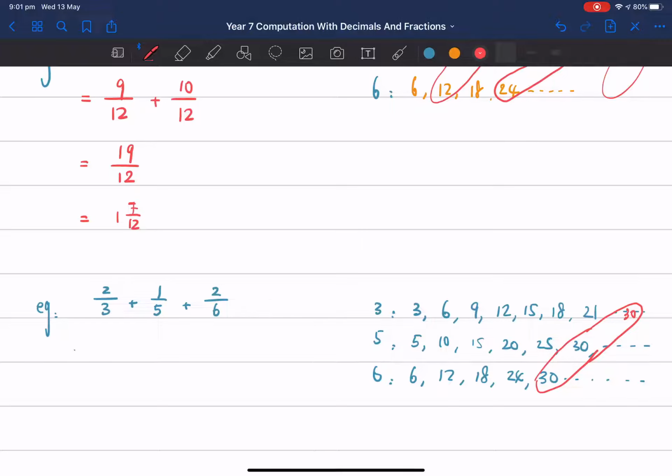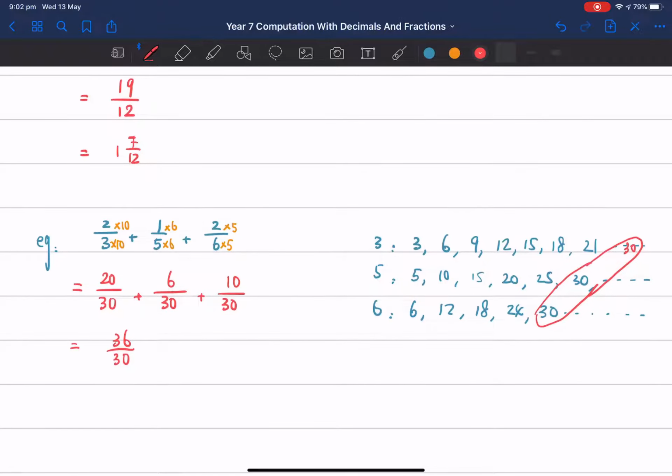All right, so that means we have to change all the denominators to 30. So we're going to times by 10 here, times by 6 here, and times by 5 there. So that gives you 20, 6, and 10. Once you get to that, you can simply add the numerators together. So it becomes 36 over 30.